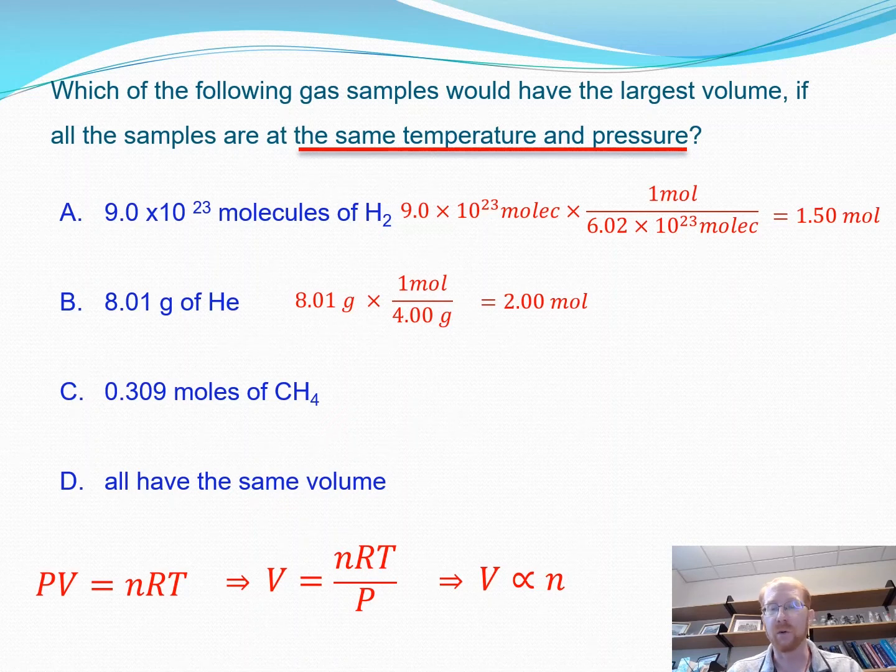Methane is already in moles. I don't have to convert that. I've got 0.309 moles. So D is clearly not the right answer because these are all different numbers. And I just want to pick the one with the highest value. And that's going to be B, helium. Okay.